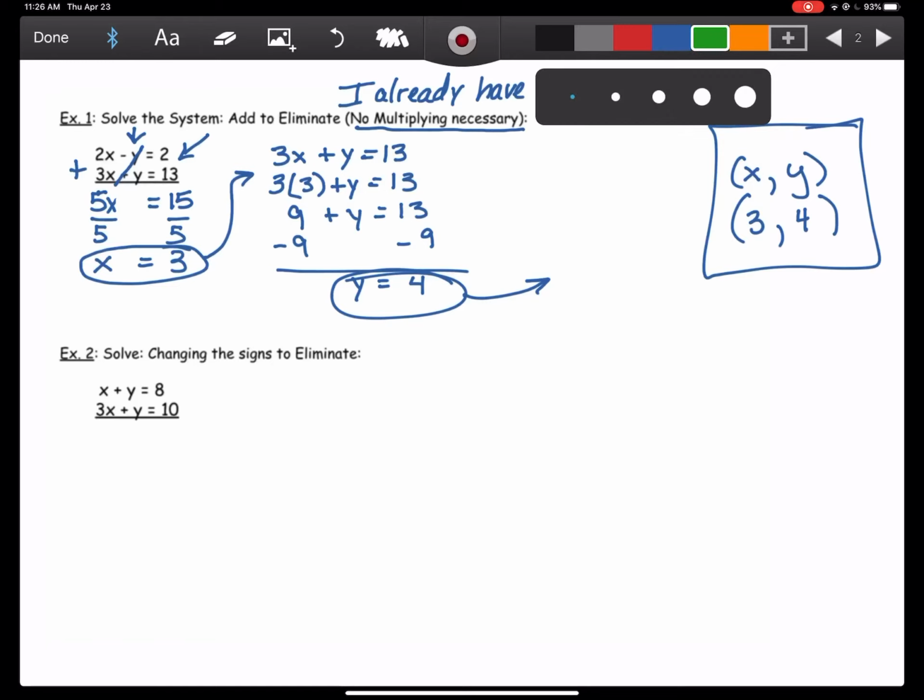Number 2. This one says solve changing the signs to eliminate. So I'm going to start out the same way. Okay? Do we have additive inverses or do we need to make them? And in this case, hopefully the directions gave it away. We are going to need to change the signs of one of the equations in order to have additive inverses, which means in order to eliminate.